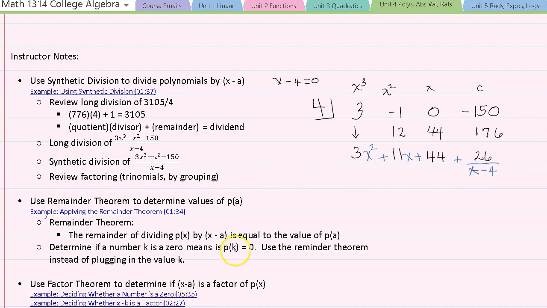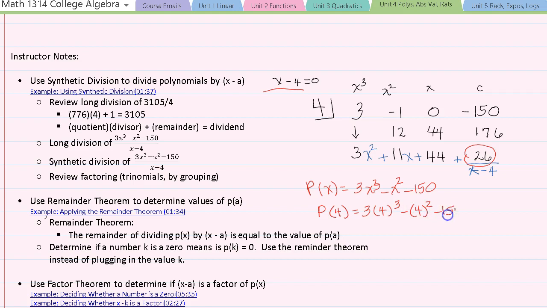Now I did this problem to show you a couple of things. One thing we found was that we can now quickly divide polynomials by factors that are in the form of x minus a. The remainder theorem states that the remainder you found when dividing is equal to plugging in a into our polynomial. In other words, if our polynomial is p of x is equal to 3x cubed minus x squared minus 150, we can plug in 4, which is the number that we used in our synthetic division, into our polynomial, and we get p of 4 is equal to 3 times 4 cubed minus 4 squared minus 150.